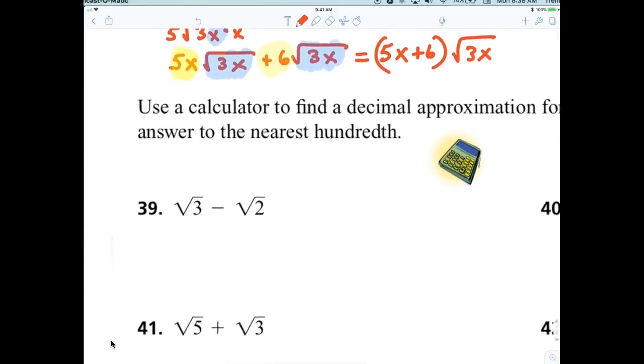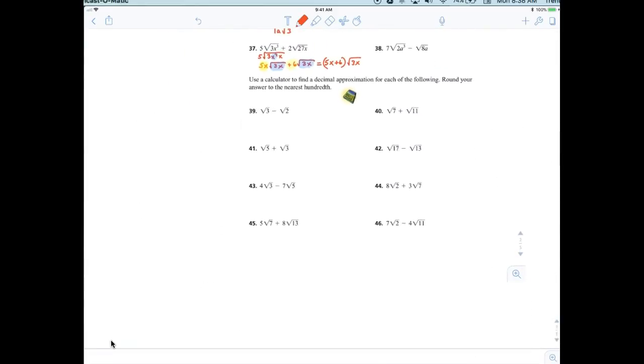Now, 39 through 45. Get out your calculator real quick. Sometimes on standardized tests, they want you to estimate. All right. So you have to use your calculator now.